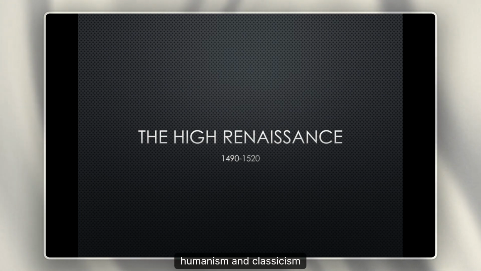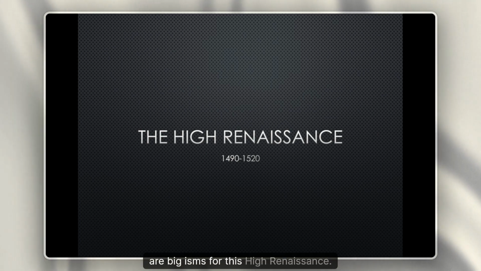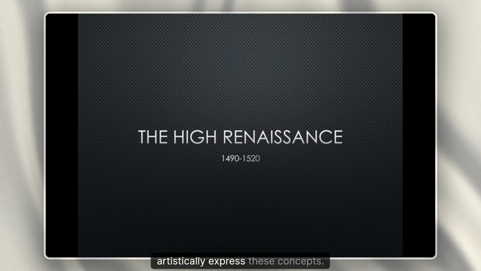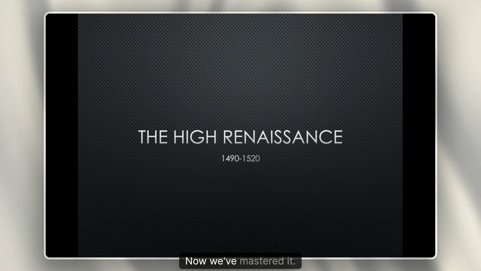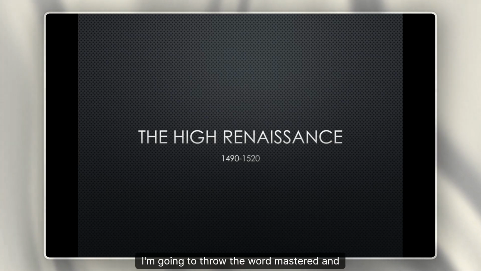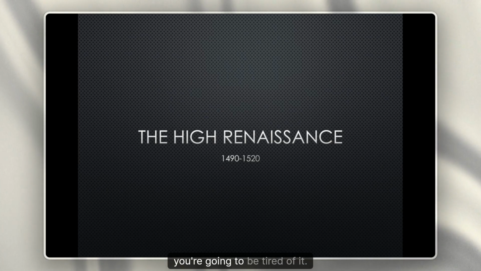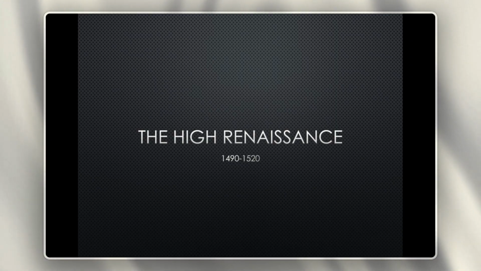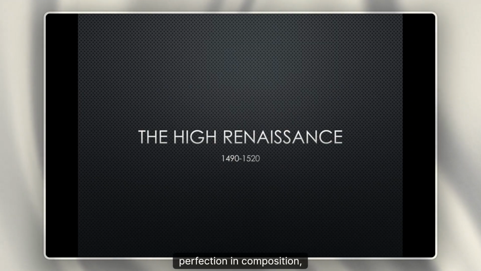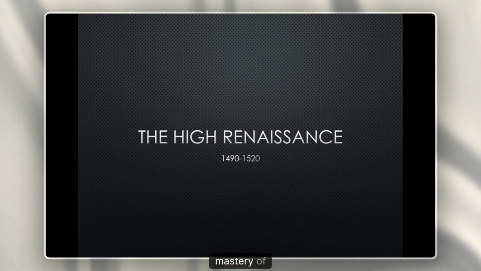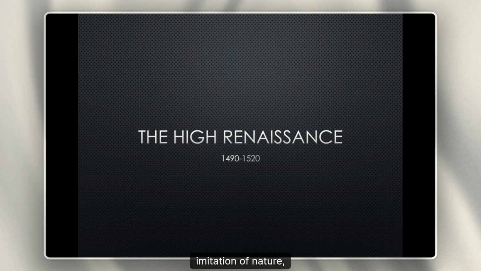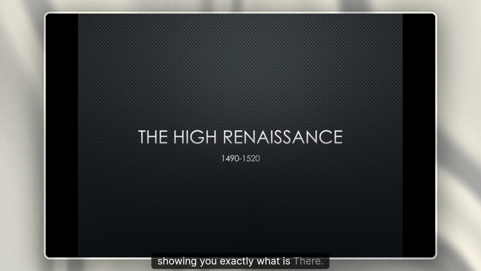Humanism and classicism are big isms for this High Renaissance. We've had a 200-year buildup on how to artistically express these concepts. Now we've mastered it. I'm going to throw the word mastered and perfection around so much today you're going to be tired of it, but those really are the two adjectives of the era. Perfection in composition, perfection in observation, mastery of portraying the human figure, the human form. This is sort of imitation of nature, showing you exactly what is there.